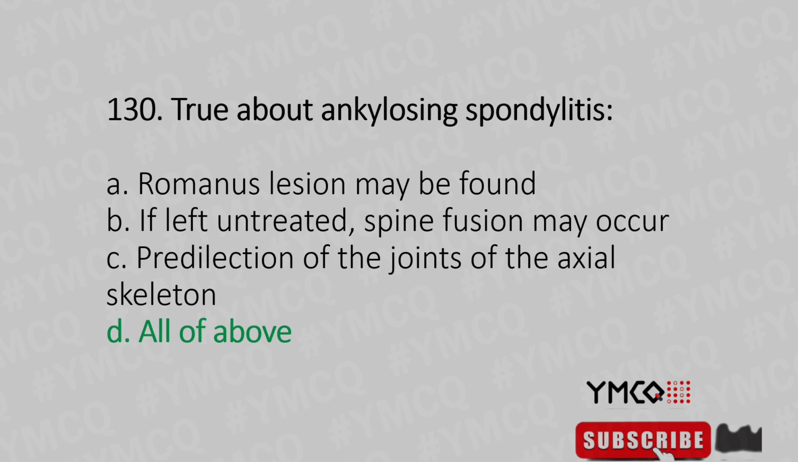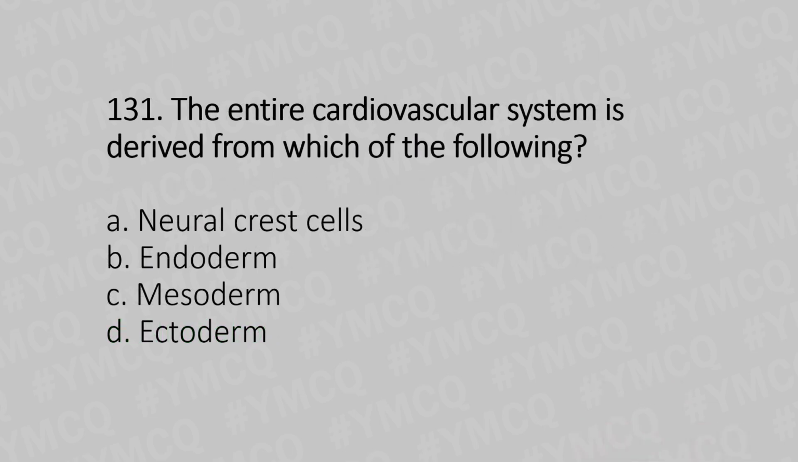Now let's move to question number 131. The entire cardiovascular system is derived from which of the following? Option A, neural crest cells. Option B, endoderm. Option C, mesoderm. Option D, ectoderm. And the answer is option C, mesoderm.